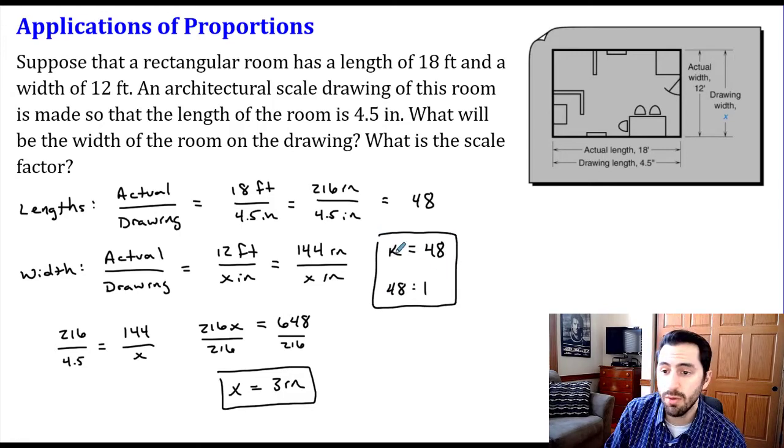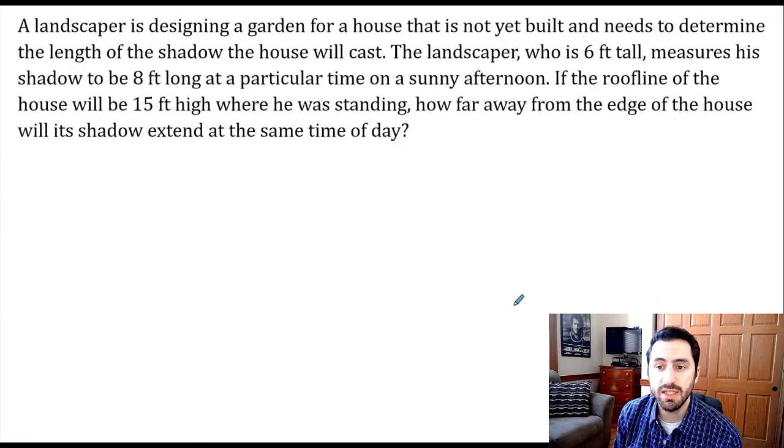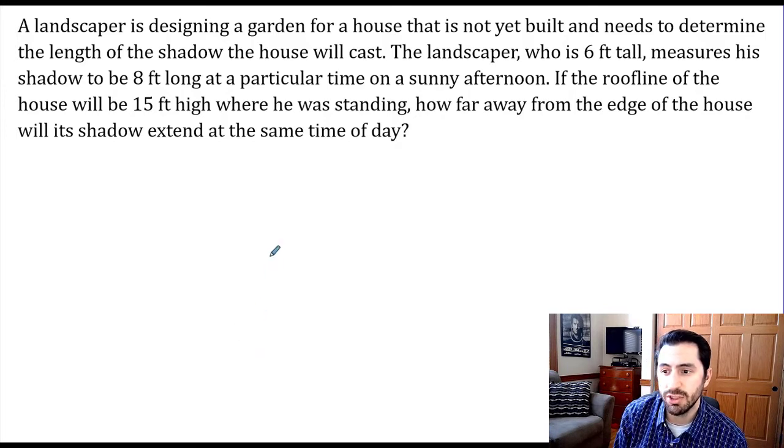All right, let's go through one more example. This one says a landscaper is designing a garden for a house that is not yet built, and needs to determine the length of the shadow the house will cast. The landscaper, who is 6 feet tall, measures his shadow to be 8 feet long at a particular time on a sunny afternoon. If the roof line of the house will be 15 feet high where he is standing, how far away from the edge of the house will the shadow extend at the same time of day?